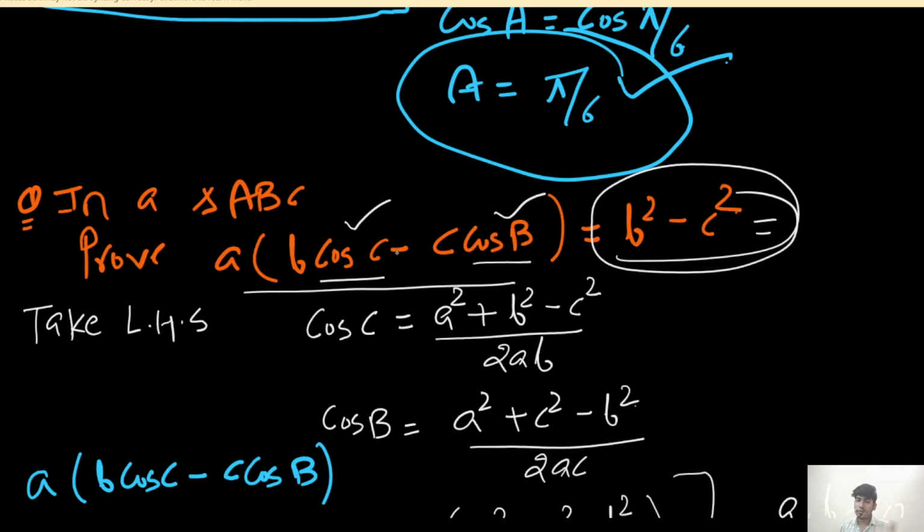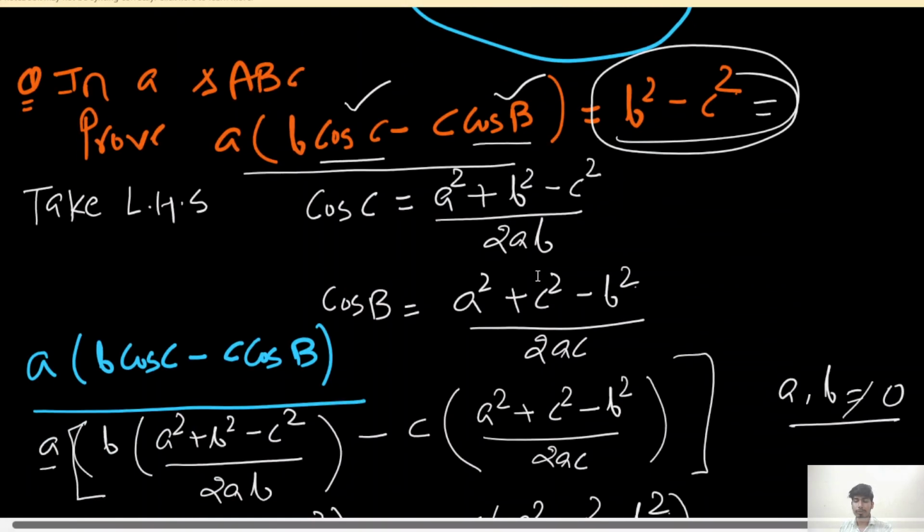The value of cos C is (a square plus b square minus c square) upon 2ab, and similarly cos B is (a square plus c square minus b square) upon 2ac. Okay, students, please remember these formulas, because with the help of these formulas you can easily solve any question, this type of questions.